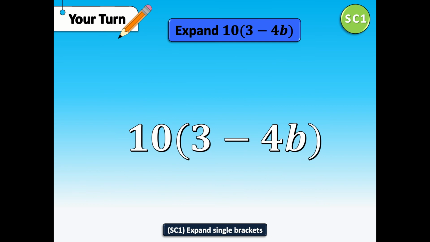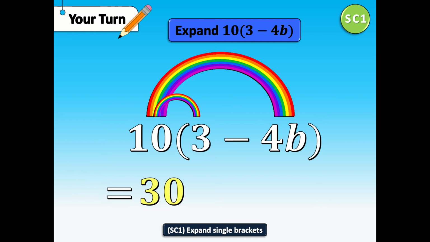Here's a question for you to have a go at. Pause the video, and when you're ready to see what you should have done, press play. So for this question, we need to times 3 minus 4b by 10. So we start by doing 10 times 3, which is 30. Then we do 10 times minus 4b, which is minus 40b.